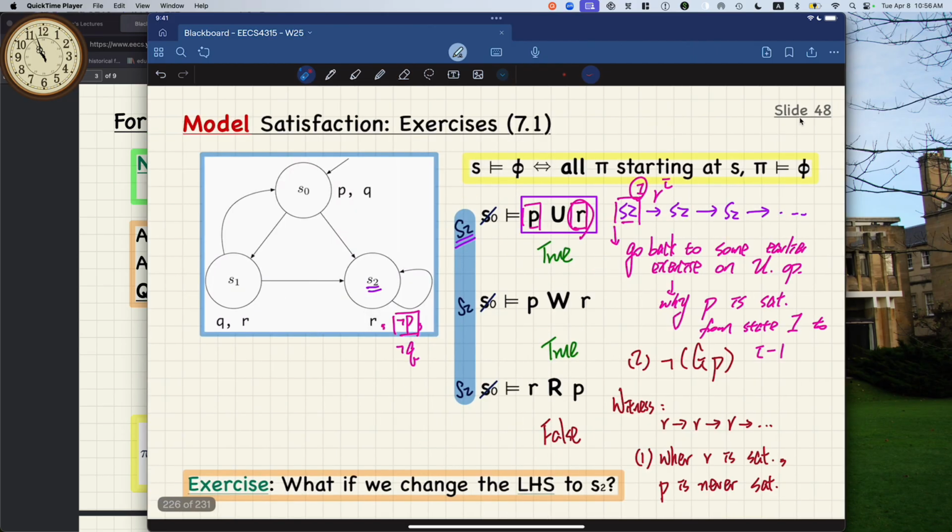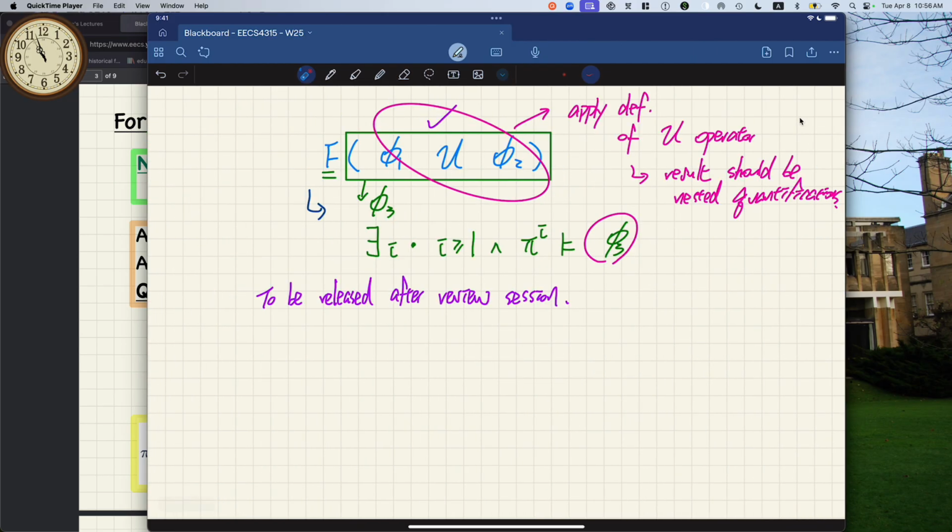Yeah, so as I said, for this particular question over here about nesting the binary and unary, I will give you guys the solution to that after the review session. I'll try to post a recording as well at the same time.